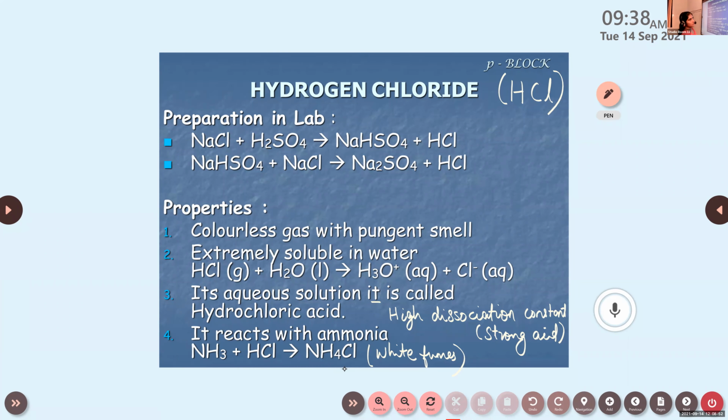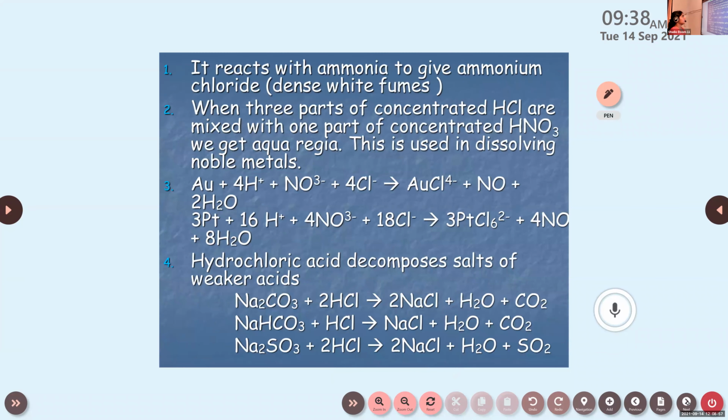So, shall I move to the next one, children? Okay. So it reacts with ammonia to give ammonium chloride. That's dense white fumes. I told you.